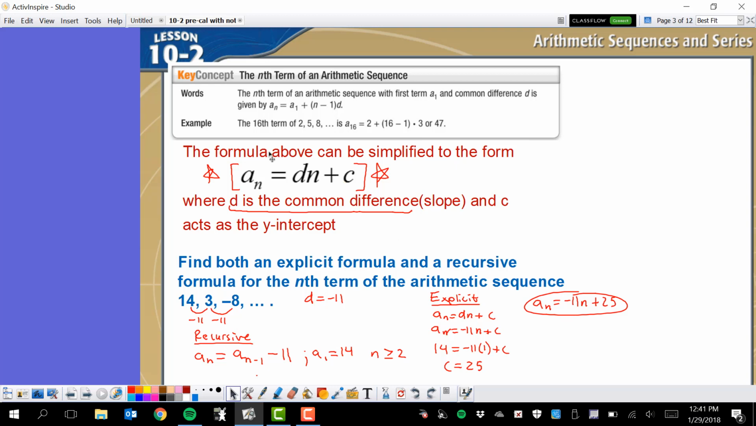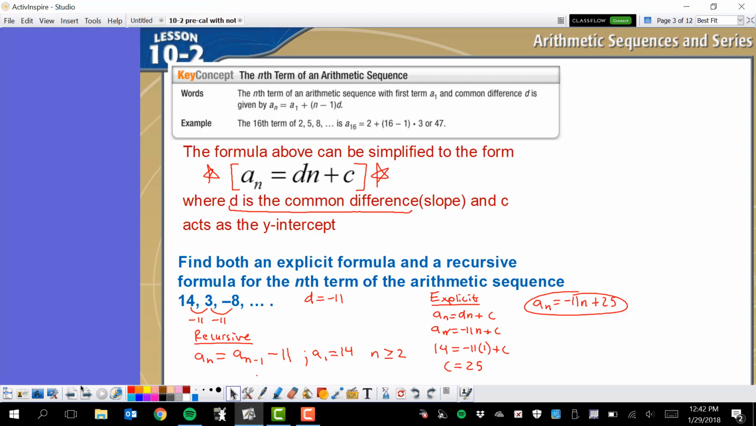Now for explicit, we're going to use the formula a_n equals dn plus c. We've already figured out that d is negative 11, so I have a_n equals negative 11n plus c. To solve for c, I know that when n equals 1, the term is 14. So I plug a 14 in for a_n and a 1 in for n and solve for c. When I do that, I get c equals 25. So if I build my formula, I get a_n equals negative 11n plus 25.